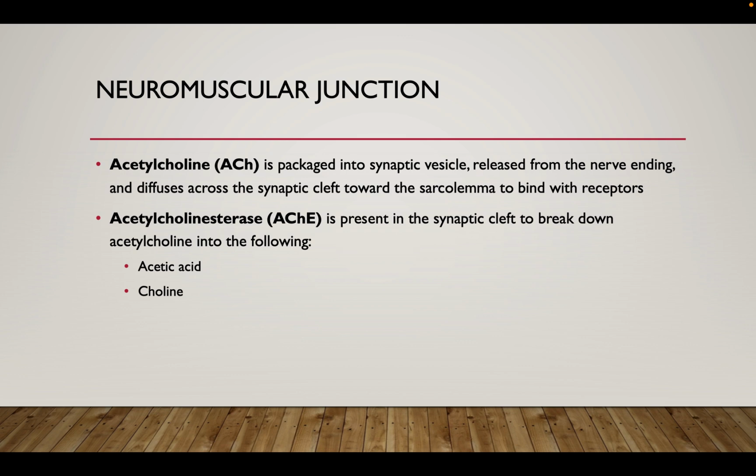They'll bind with the sarcolemma. There are receptors on the sarcolemma of the muscle cell that allow acetylcholine to bind. And then ultimately this will be broken down by acetylcholinesterase into its constituent components, acetic acid and choline. These two can then be reformed and made into acetylcholine again to be used additional times.